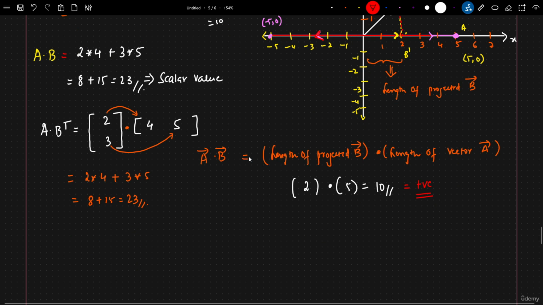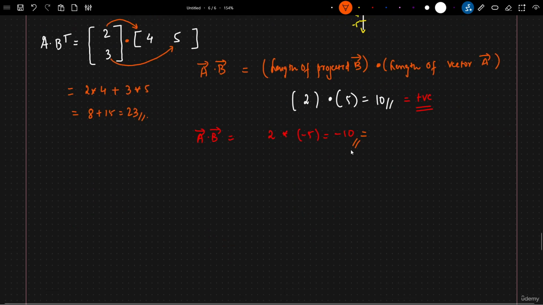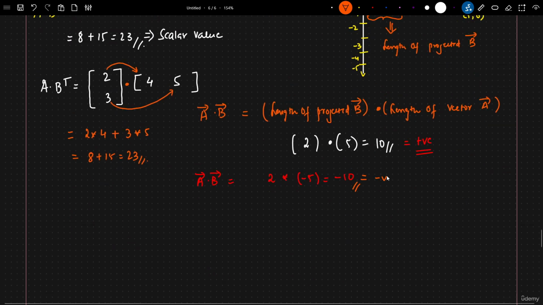So in this scenario, when I do this dot operation, the length of the projected B is 2 multiplied by the length of A, which is minus 5. So finally, I'll be getting minus 10. Now here you can see, why do I get minus 10? Because the vectors are in opposite directions. This vector is in this direction, and this vector is in that direction. So when they are in opposite directions, I'm going to get a negative value.